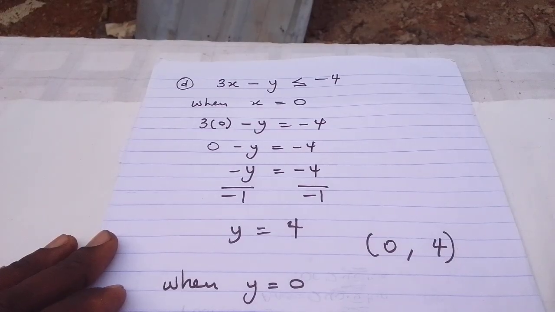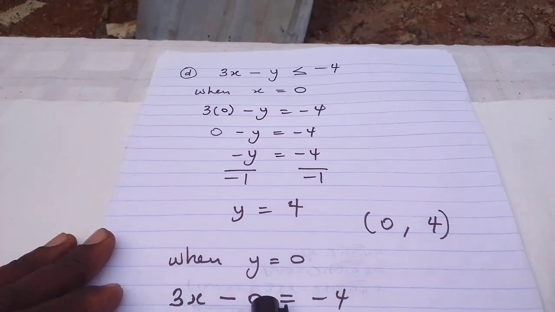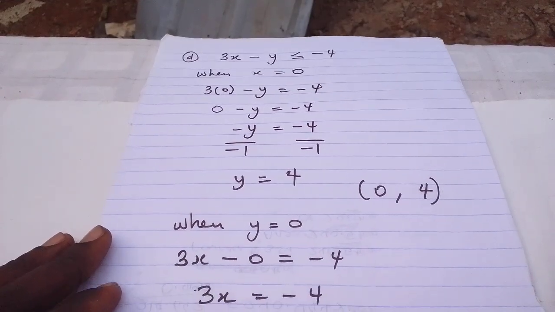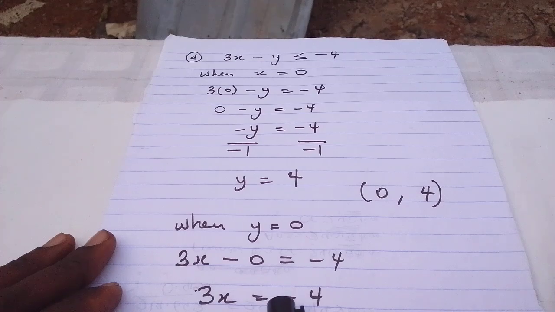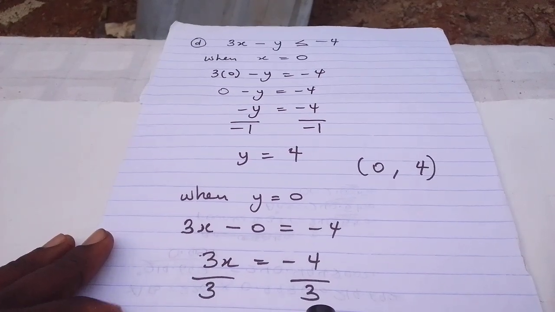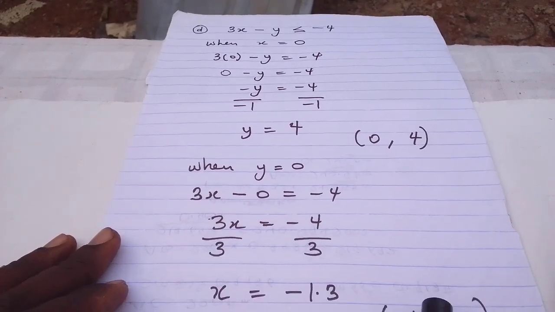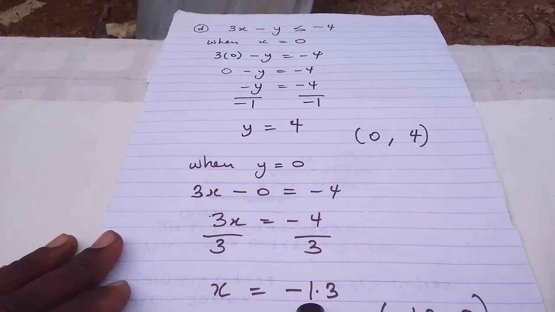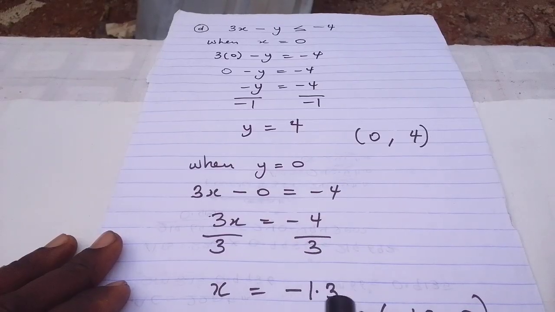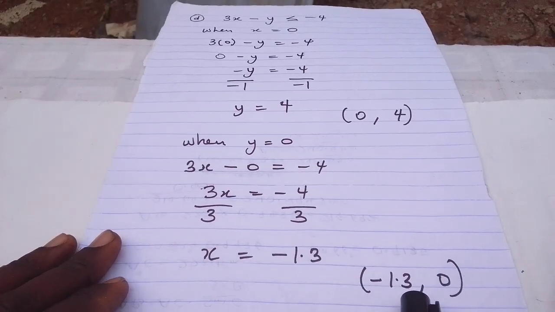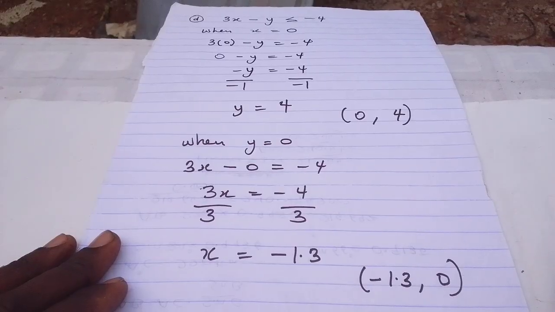So that means we have 3x minus, in place of y put 0, is equal to minus 4. So you have 3x is equal to minus 4. To get x, divide both sides by 3. When you divide both sides by 3, x will be equal to minus 1.3. 4 divided by 3 is 1.3, so minus 1.3. So when x is minus 1.3, y is 0.